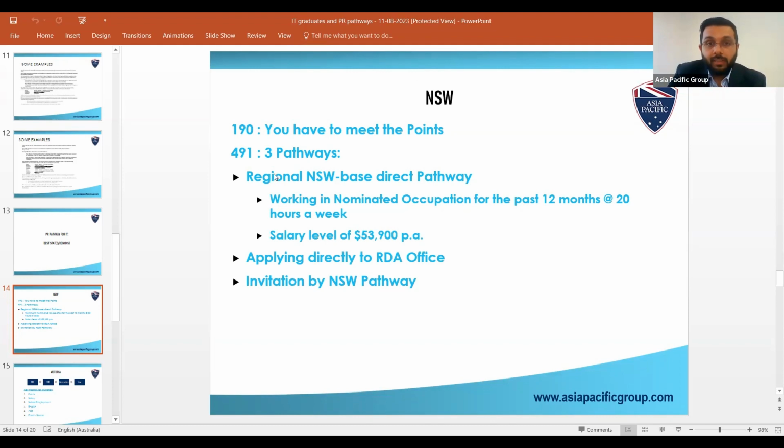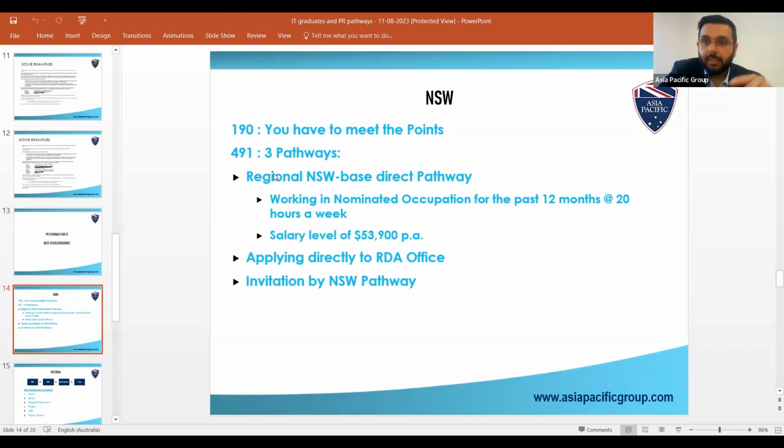Now with 491, NSW had 3 pathways. One of the pathways was you apply, work for one employer for the whole year, and as long as your salary level is $4,000 and above, you can still get an invitation. This was very hard. The second one was slightly easier, which is that you apply directly to the RD office.